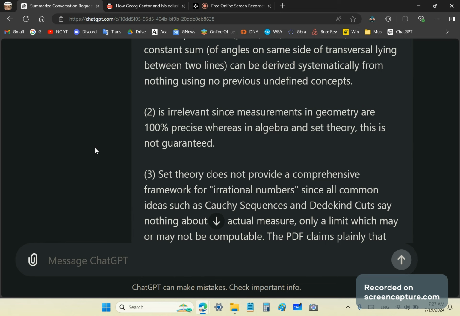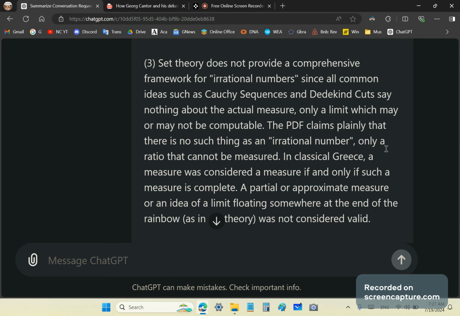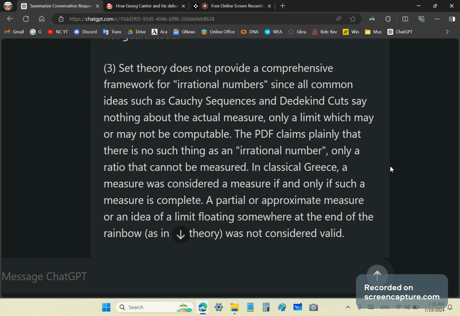So 2 is irrelevant since measurements in geometry are 100% precise, and this is not the case in algebra and set theory. There's no guarantee of it in the latter. And set theory does not provide a comprehensive framework for irrational numbers, since all common ideas such as Cauchy sequences, Dedekind cuts, Eudoxus reals, whatever, say nothing about the actual measure, only an ethereal limit which may or may not be computable. So the PDF claims plainly that there is no such thing as an irrational number, only a ratio that cannot be measured.